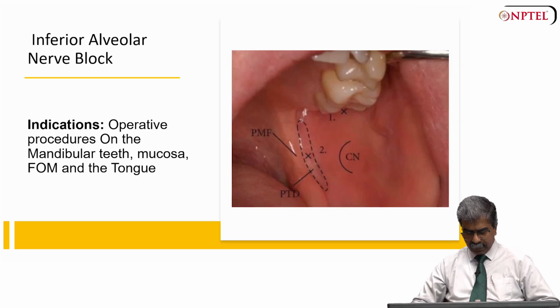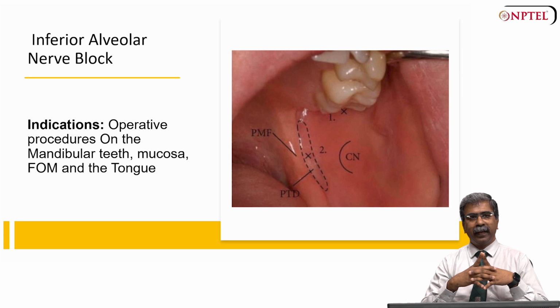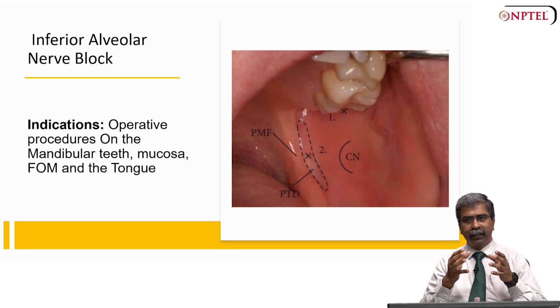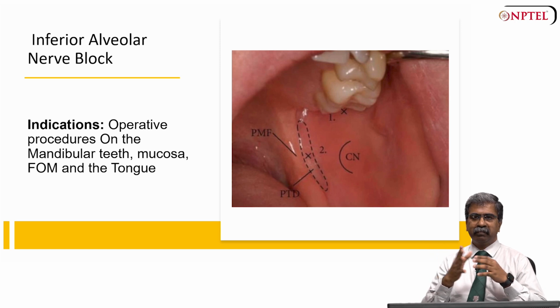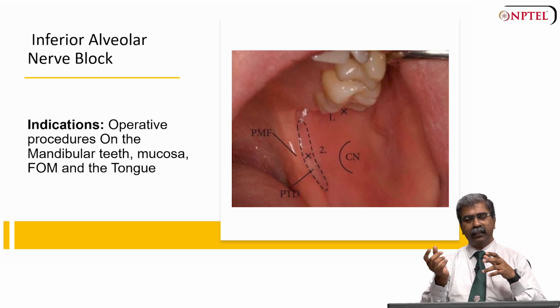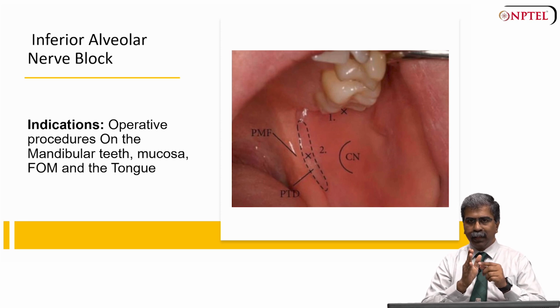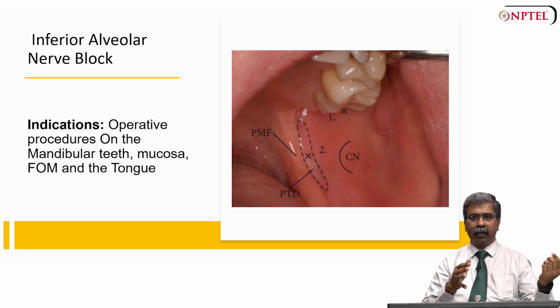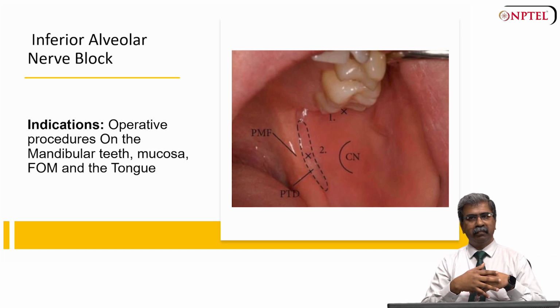And what are the indications? The primary indications will include any operative procedure involving the mandibular teeth in one half of the jaw, because a block on the left or right side will anesthetize the teeth from the midline, from the central incisor to the third molar on one side. It is also effective for root canal treatment or any other procedure, and it provides anesthesia for surgeries or procedures involving the buccal and the lingual mucosa of the lower jaw.